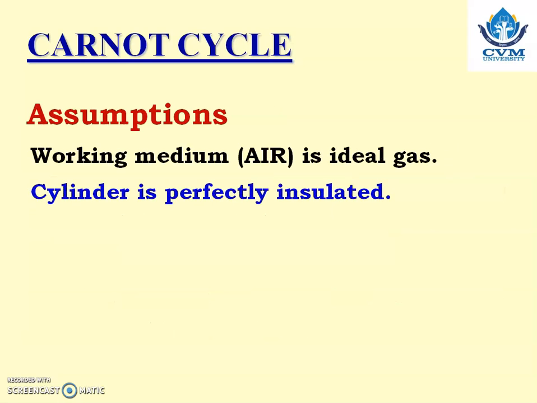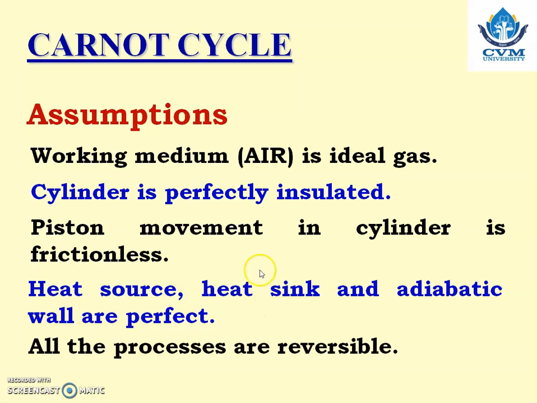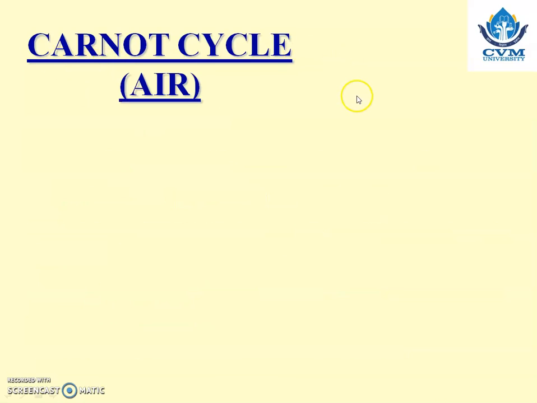Assumptions. The assumptions in the Carnot cycle theorem are: the working medium, air, is an ideal gas, the cylinder is perfectly insulated, and piston movement in the cylinder is frictionless. So we will study all these things one by one. Heat source, heat sink and adiabatic wall are perfect. And all the processes are reversible processes. So all these are the assumptions made in the Carnot cycle analysis.